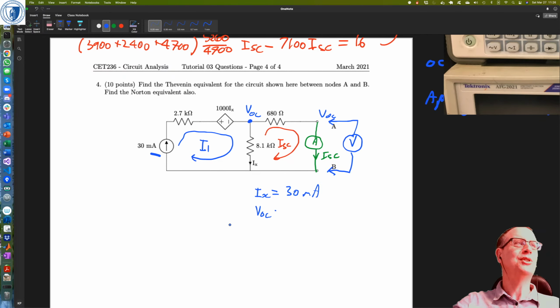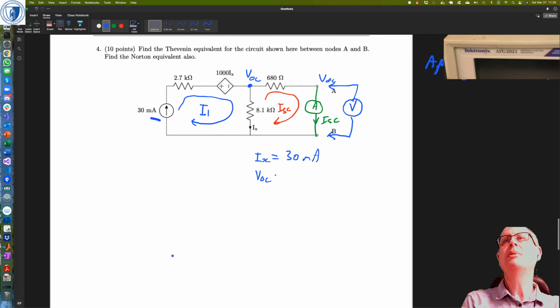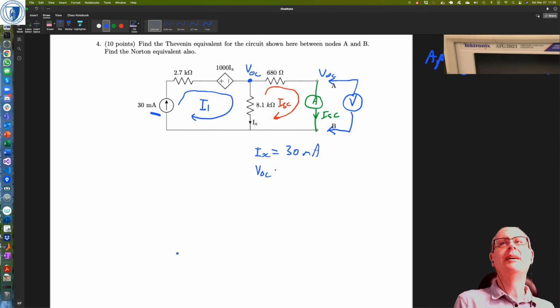Okay, sorry about that. So yeah, let's try the apply a voltage technique, right? So the apply a voltage technique does the following.